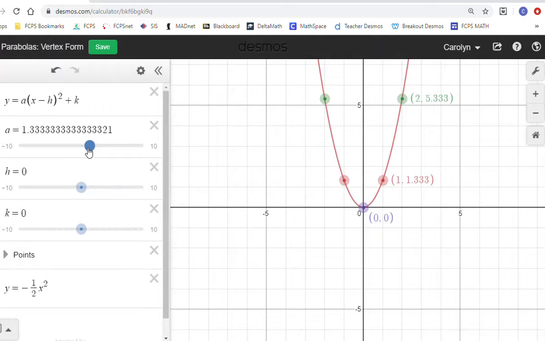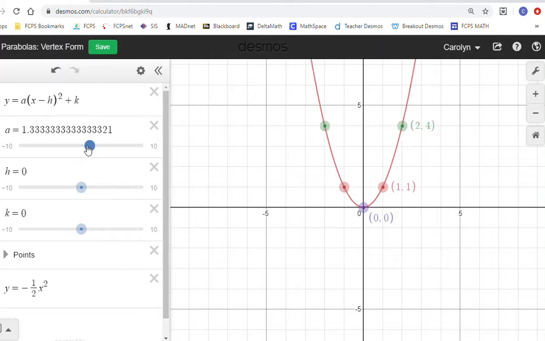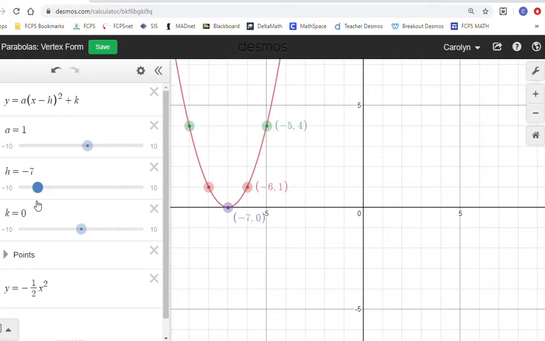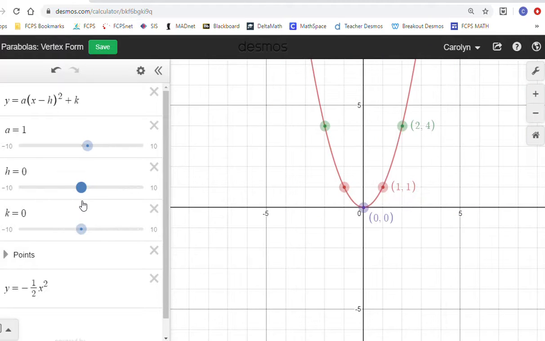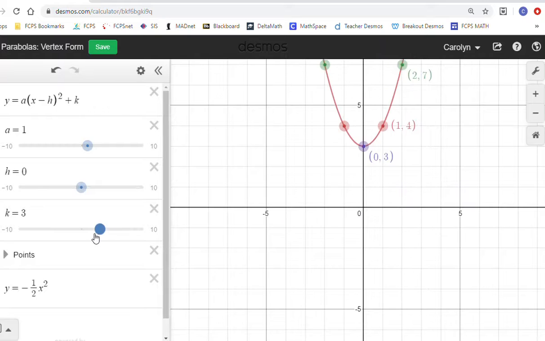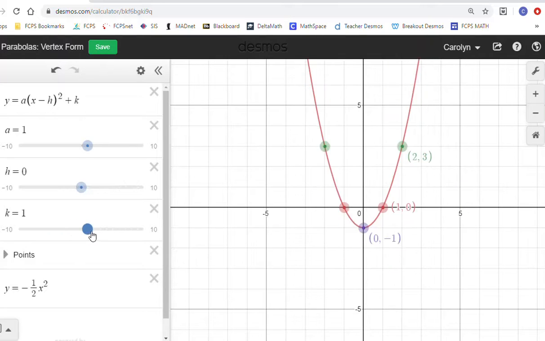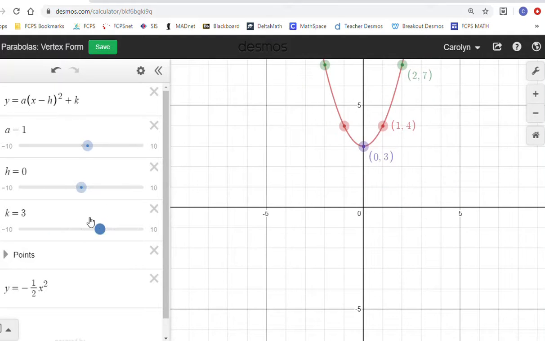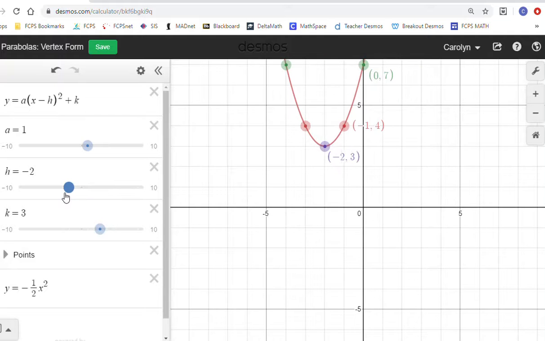All right, so let's put it back at 1. Let's take a look at H. Okay, seems reasonable. Let's put it at 0. K. Moves it up and down. All right, let's do this. Where's the vertex? Yes, Gabe? Yeah, -2, 3. Look at the HK value. -2, 3. HK is the vertex, just like absolute value.